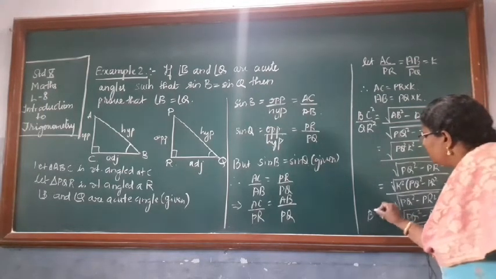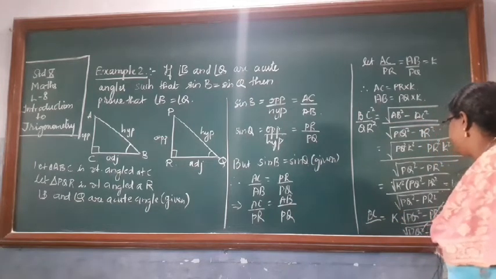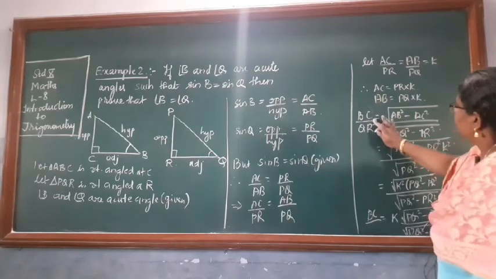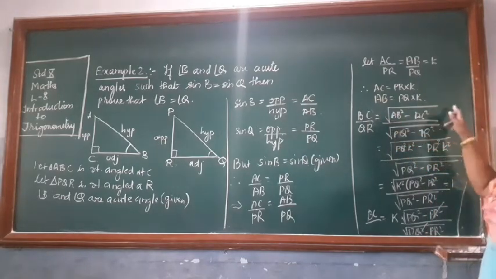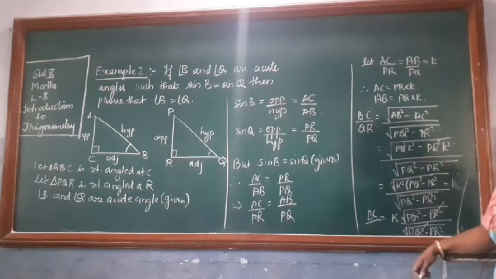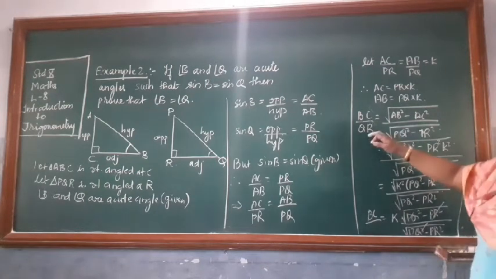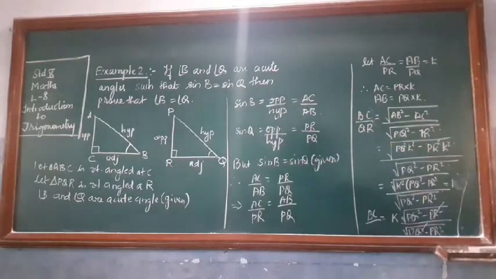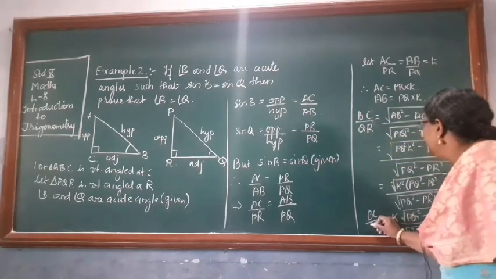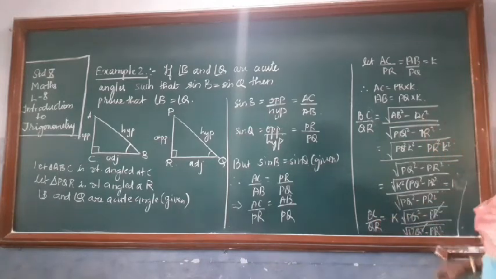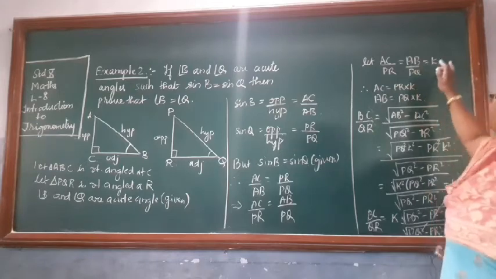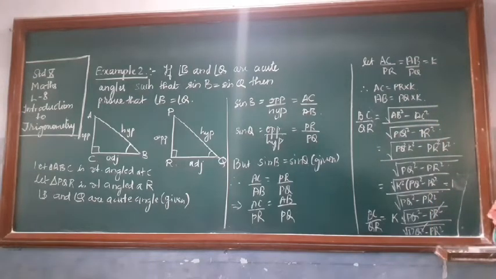So what did you get for BC? Okay, if I am writing the square root here, then I should not take it as BC square, I should take it as BC and QR. So please change this, it is BC by QR, not BC square by QR square. So I get BC by QR equal to K. So AC by PR is equal to AB by PQ, that is also equal to K.